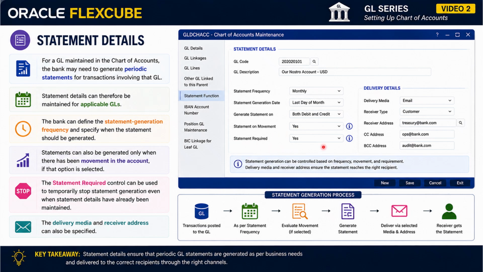The statement required control can be used to temporarily stop statement generation even when statement details have already been maintained. The delivery media and receiver address can also be specified.